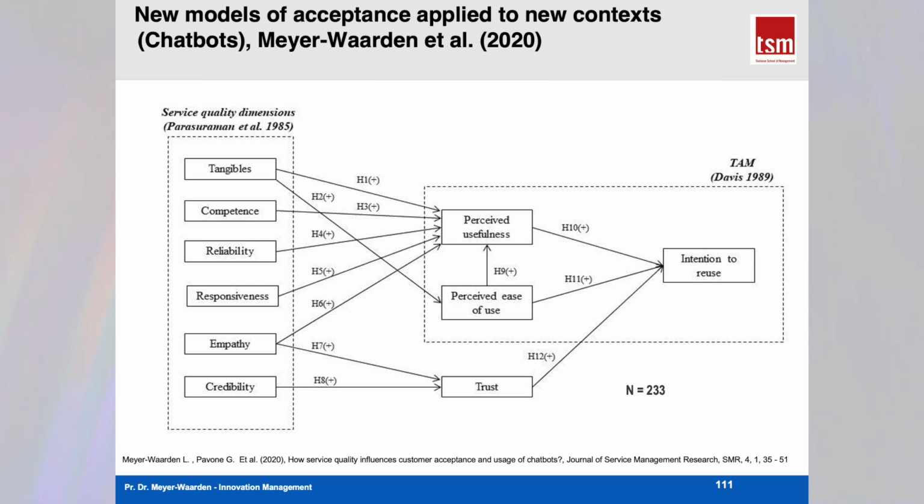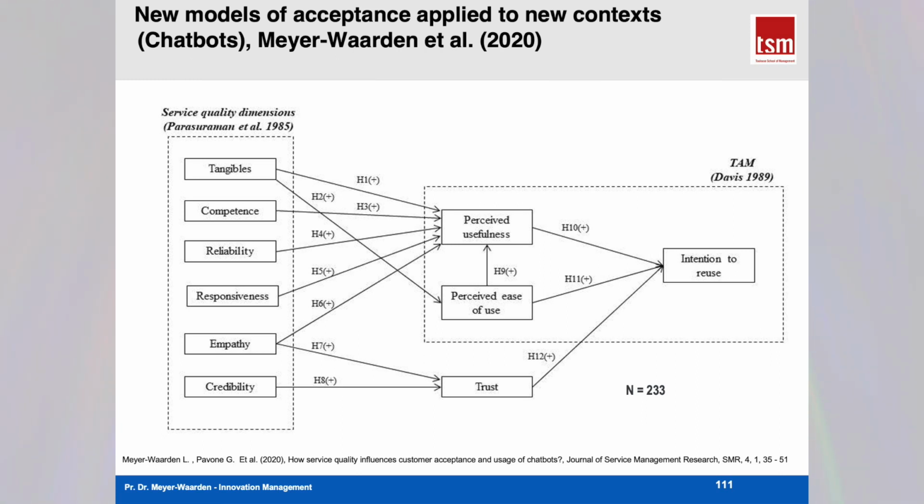The more the chatbot is empathic, that is, able to feel and individualize the relationship with the user, the higher will be the perceived usefulness, but also the trust. And the higher the credibility of the chatbot service provider, the higher the trust. So you can see that these service quality input variables or antecedents positively impact perceived usefulness as well as perceived ease of use, and credibility impacts positively trust.